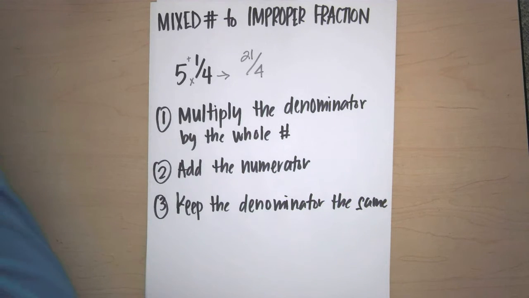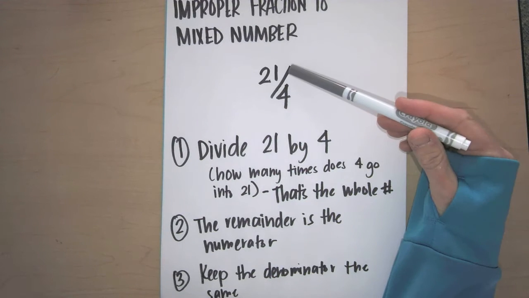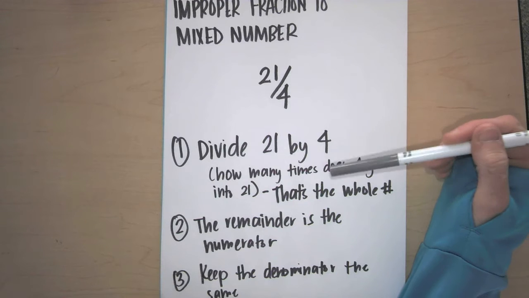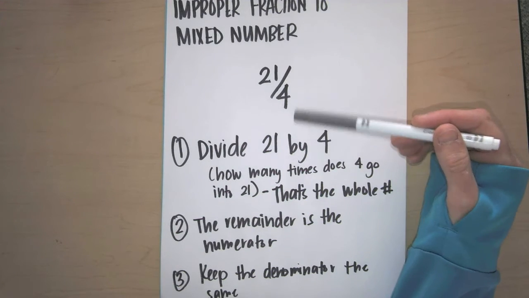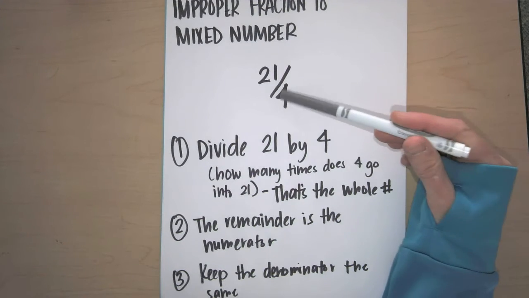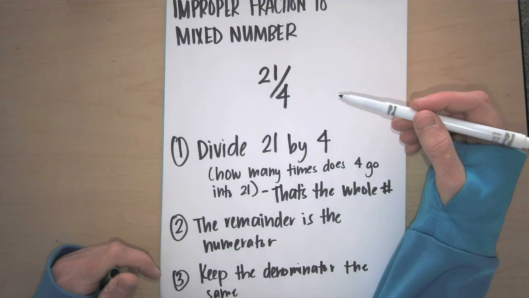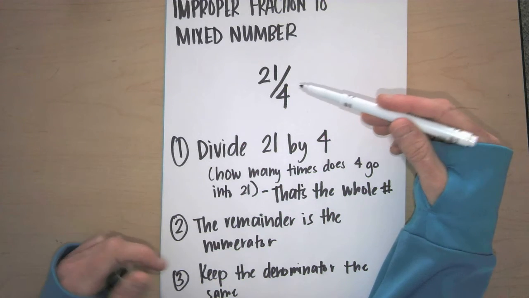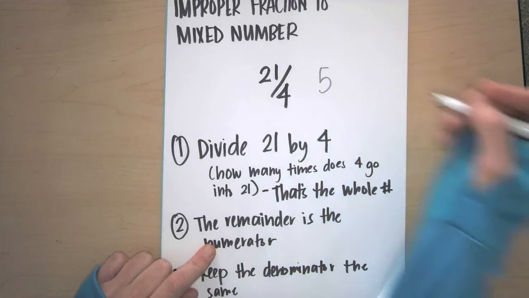Now I'll show you how to get from an improper fraction to a mixed number. Okay, so if my improper fraction is 21/4, first thing to do is we divide 21 by 4, so divide the numerator by the denominator. How many times does 4 go into 21? Well, I know it goes 5 times. That's my whole number. So 5. The remainder is the numerator.